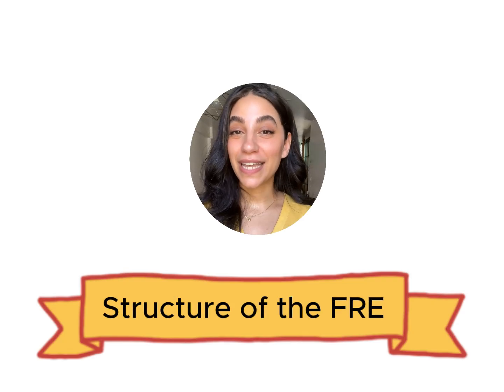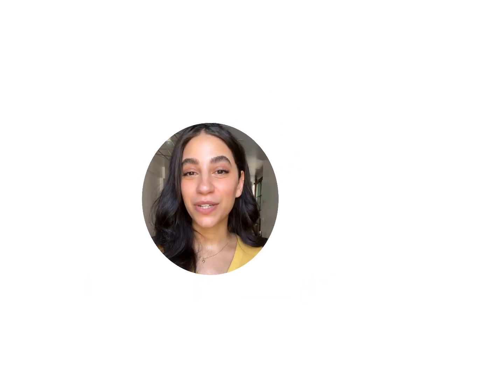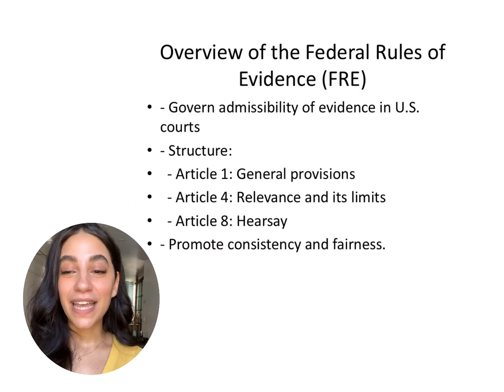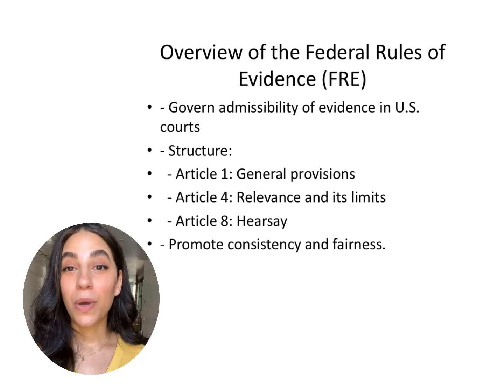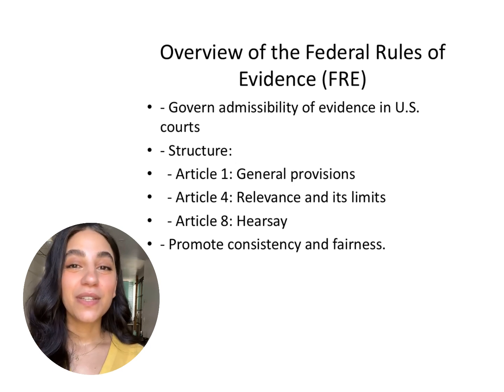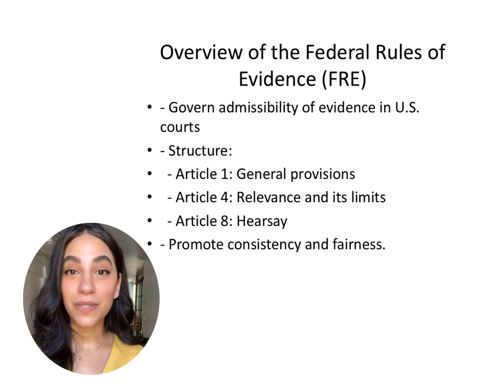The FRE is organized into a series of articles, each addressing a specific aspect of evidence law. Let's look at a few key ones. Article 1, General Provisions. This article lays the groundwork for the entire rule book, explaining the scope and purpose of the rules.